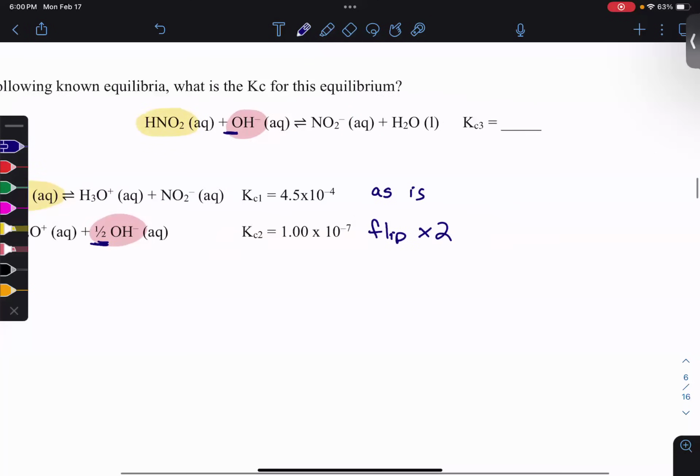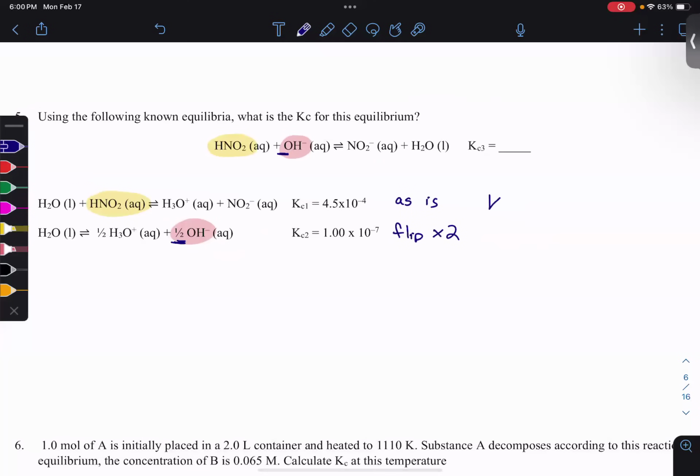So that means when we manipulate these reactions, the first reaction just stays the same, 4.5 times 10 to the -4. But then the second reaction, we need to flip it, so to the -1, and square it because we're doubling it. So we're going to take that number to the -2. That 2 exponent is doing the doubling, the negative is doing the flipping. So this number is 1 times 10 to the -7, but that whole number is to the -2.